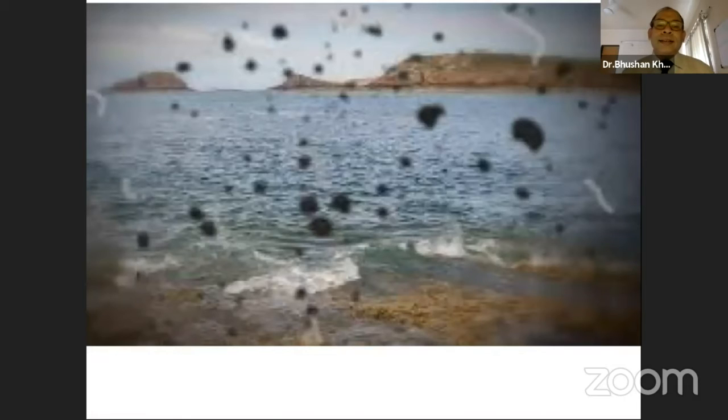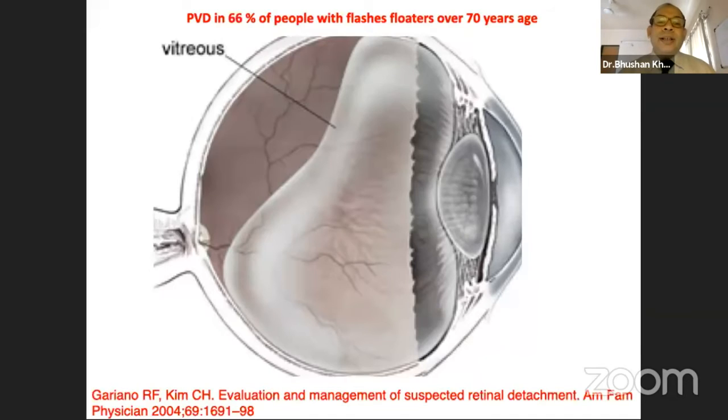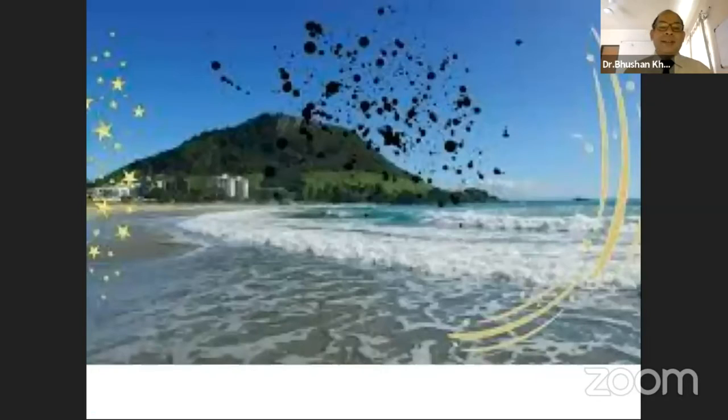As this process progresses, the vitreous gel collapses, and another anatomical change which occurs in the vitreous is the separation of the posterior hyaloid from the retinal surface. As it's mostly an age-related phenomenon, patients who are over the age of 70 years present symptomatically with flashes and floaters, and PVD is noted in the majority of these patients.